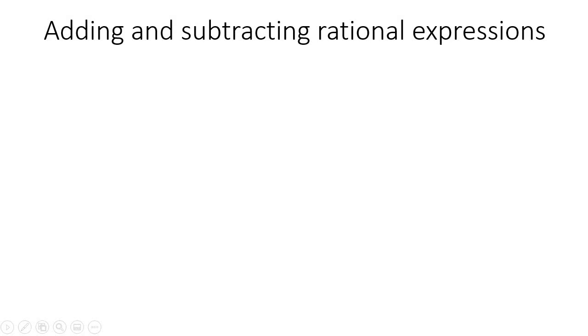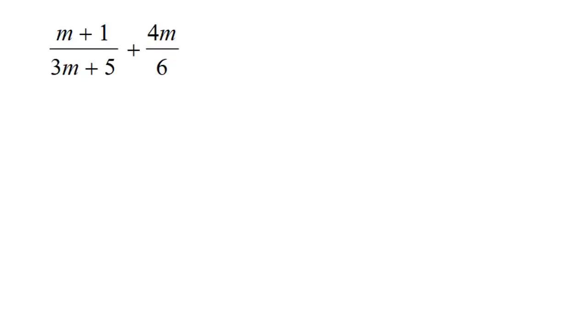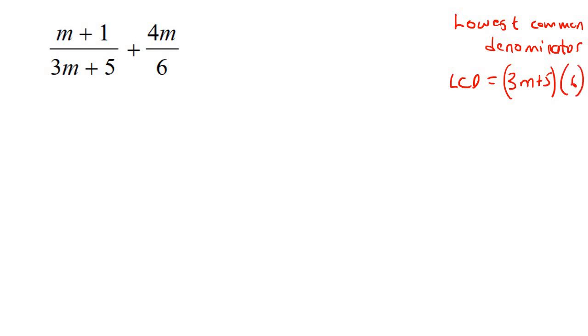In this lesson, we're going to add and subtract rational expressions. So here we go. What you need to notice is that this is a fraction and you are adding it to another fraction. If you are adding or subtracting fractions, you need to get a lowest common denominator. You don't need to do it if you're multiplying or dividing, but when you add and subtract, you do need a common denominator. So the common denominator is actually going to be these two combined. The lowest common denominator is going to be 3m plus 5 multiplied with 6.